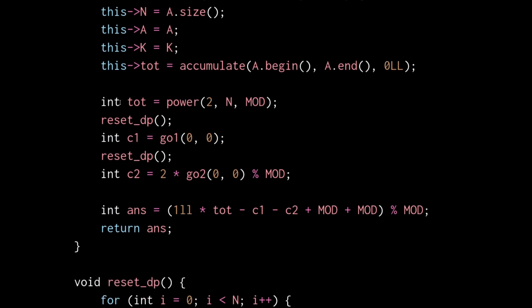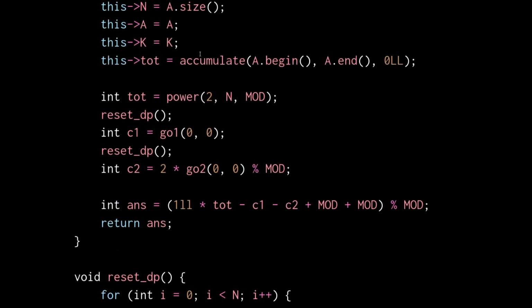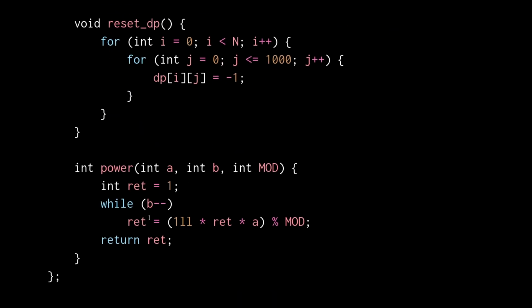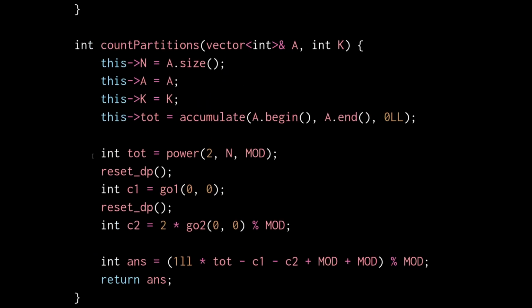Then the total number of subsets of an array of size n will be 2 raised to n modulo the value, and this is simply calculating the power of 2 using a while loop, multiplying by 2, or this is simply a raised to b modulo mod, and this is a loop which goes through b times and computes the modulo. So total will store the value of 2 raised to n, and reset dp is to update the dp.